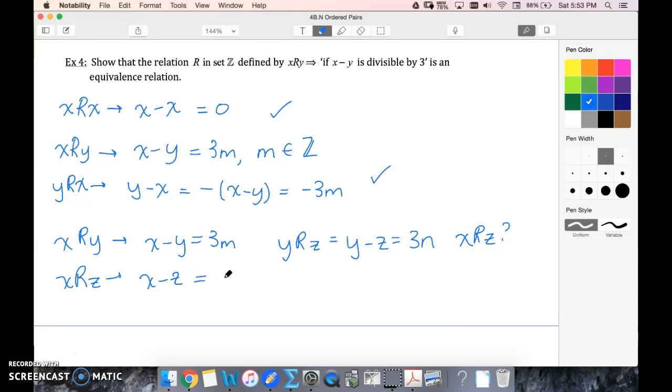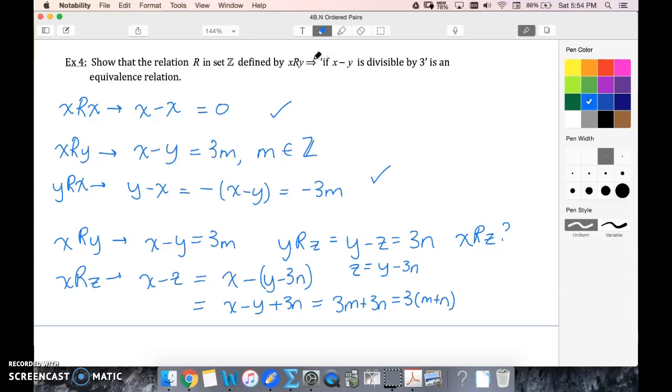Well, substituting in, we'll leave the x here, and then minus z. Looking over here, I can say that z is going to be the same as y minus 3n. So I've got x minus y minus 3n. Okay. Rearranging, that's going to be x minus y plus 3n. But I know that x minus y is 3m. So I factor out the 3. That is divisible by 3. It fits my definition of relation, so also true.